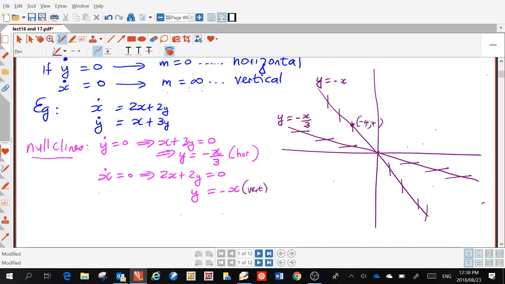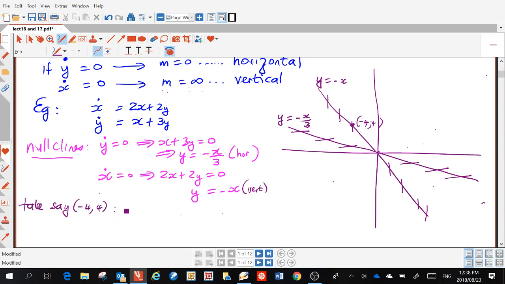All points will behave the same. That's why we only need one test case. One test case will tell us the whole story. I mean, one per line, or per half line. So take, say, minus 4, 4.